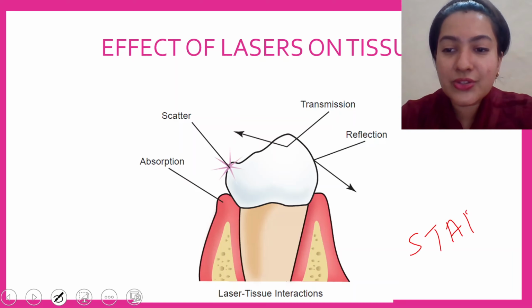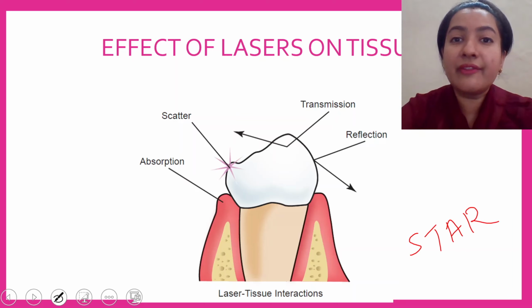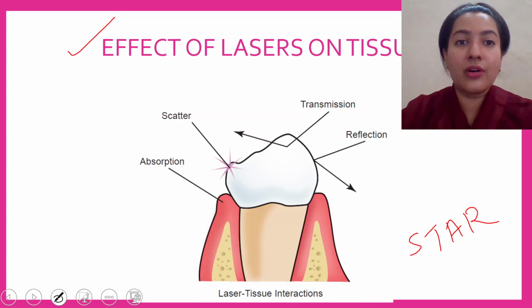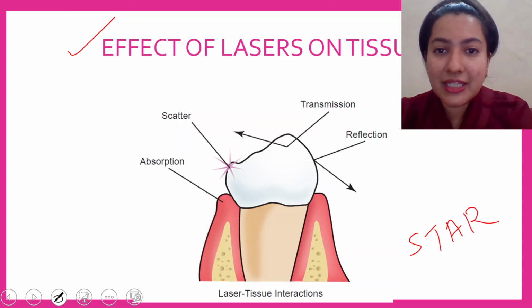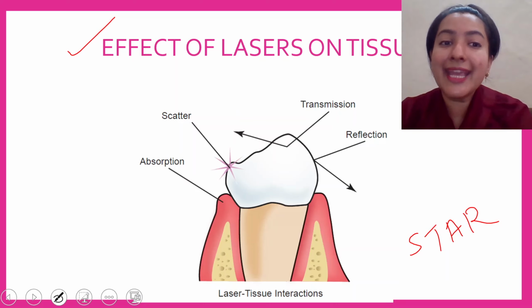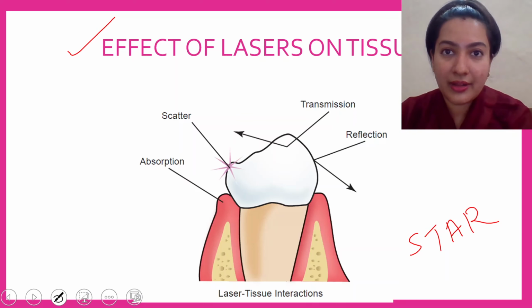STAR is the mnemonic for the effect of laser on the tissues. S stands for scattering, T stands for transmission, A is absorption, and R is reflection. Now let us see the meaning of each effect.